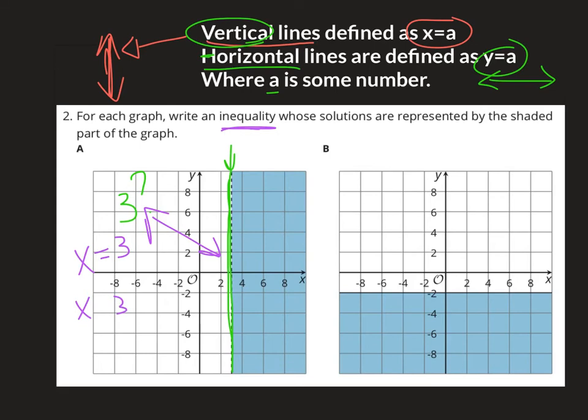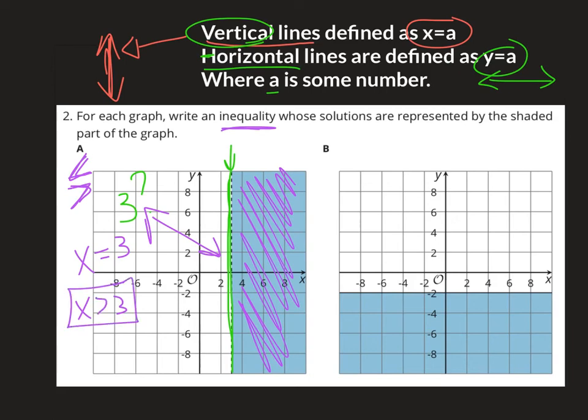Now the question is, it's dotted, right? So I know that dotted is strictly less than or strictly greater than. Which one is it? Well, it looks like the solution set are all of the values to the right. I know that left is less, so I guess that's all the values where x is greater than 3.